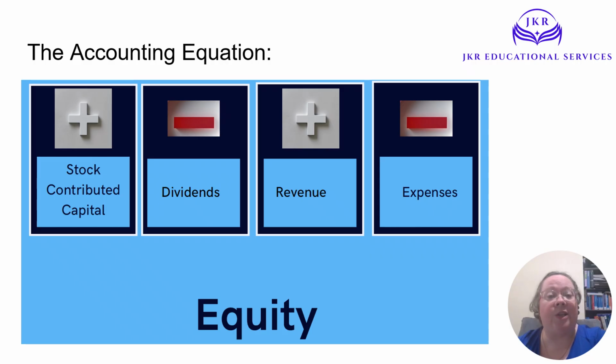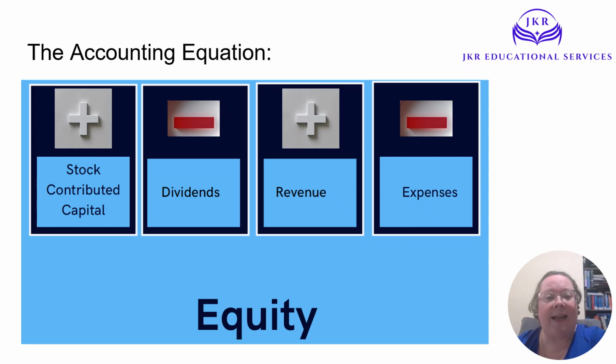Equity includes that contributed capital, aka common stock. It includes dividends, revenue, and expense account types. That contributed capital is the investment by owner. The dividends is the withdrawal by owner. Revenue is your earnings or your income. Expenses was the cost of doing business or the used up asset. As we see in this slide, capital and revenue increase equity, while dividends and expenses decrease equity.